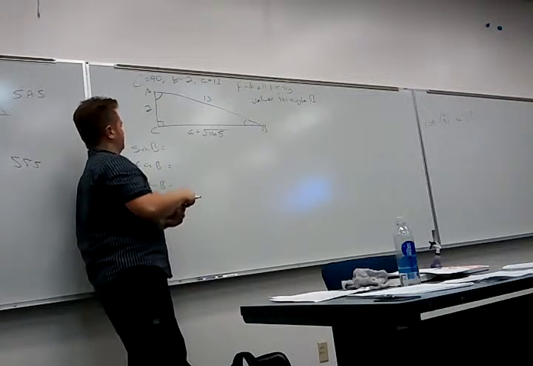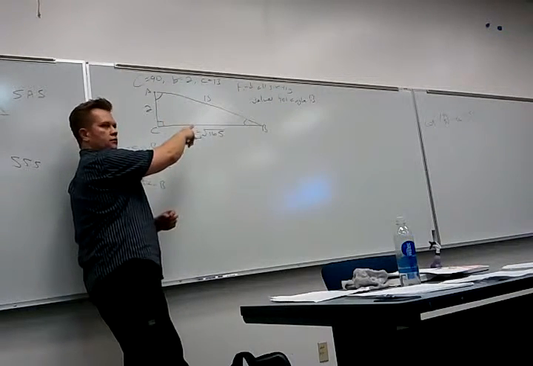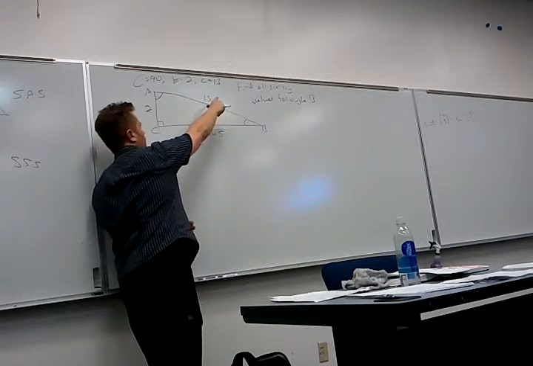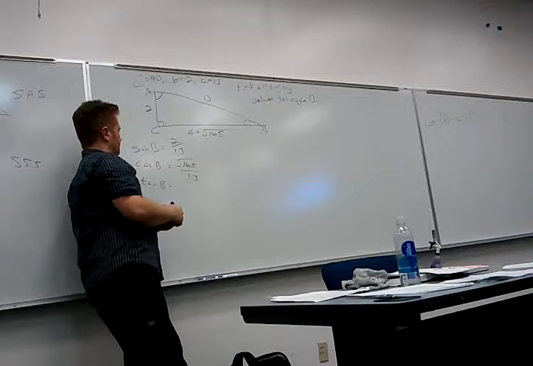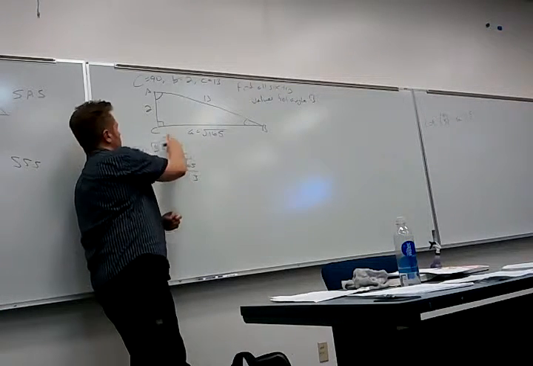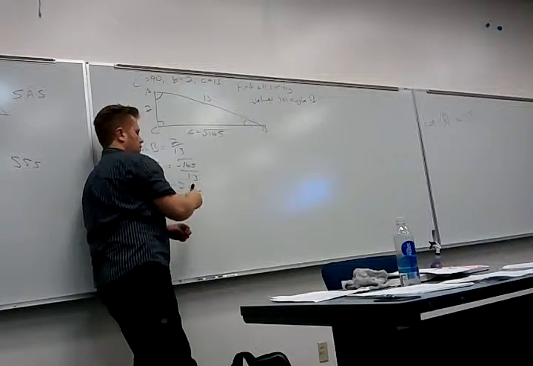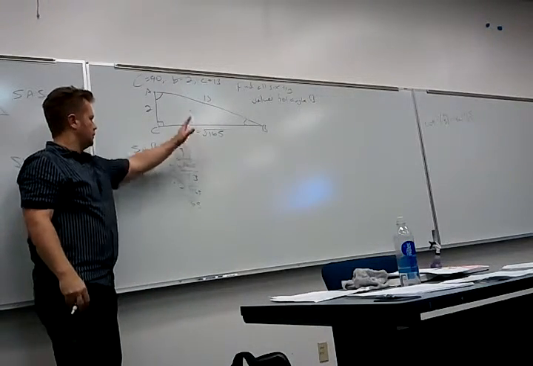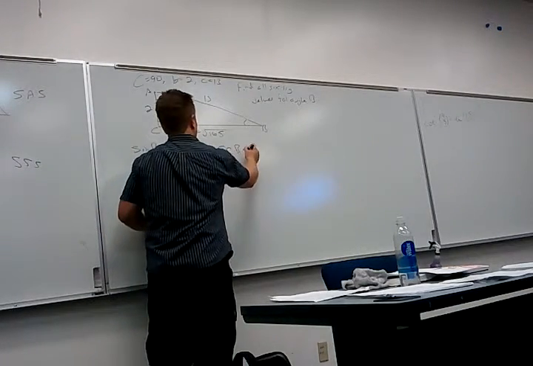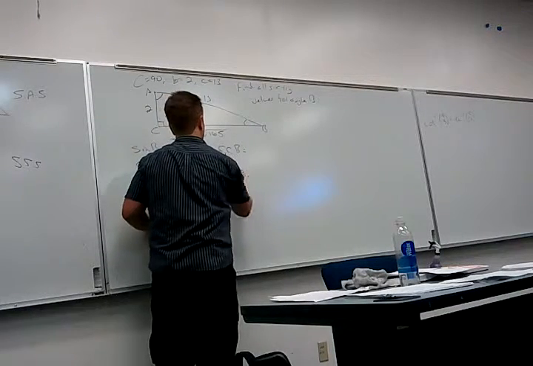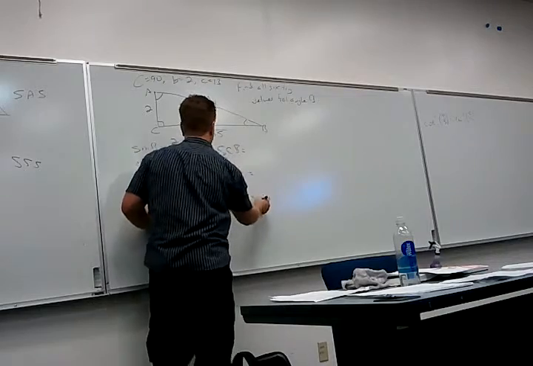So sine of B would be 2 over 13. Cosine would be x over h, so root 165 over 13. Tangent is y over x, so 2 over root 165, just rationalizing that. And then cosecant, secant, and cotangent are just the reciprocals.